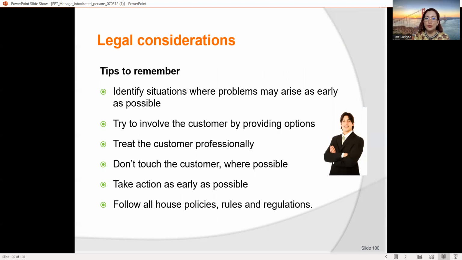Tips to remember for legal consideration. First, identify situations where problems may arise as early as possible. Try to involve the customers by providing options. Treat the customer professionally. Don't touch the customer where possible. Take action as early as possible. Be observant. Follow house rules, policies, and regulations.